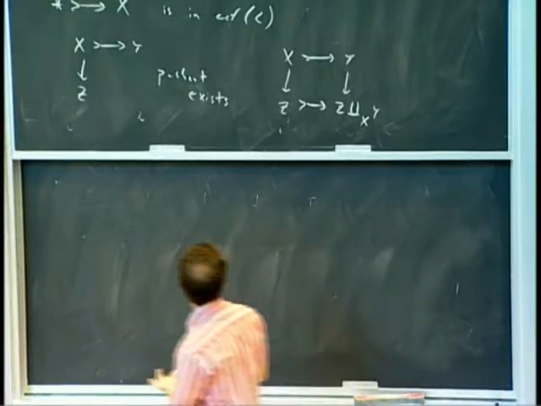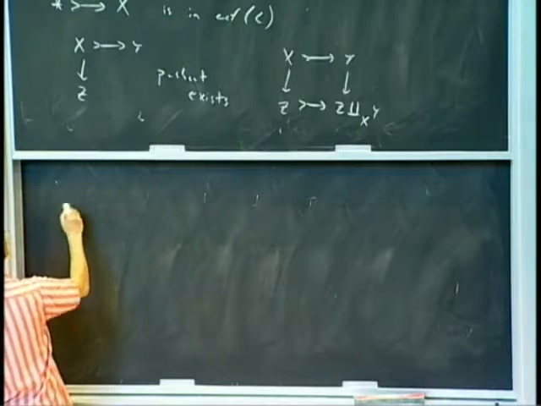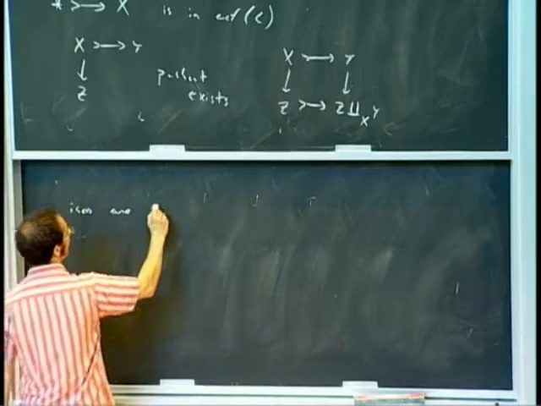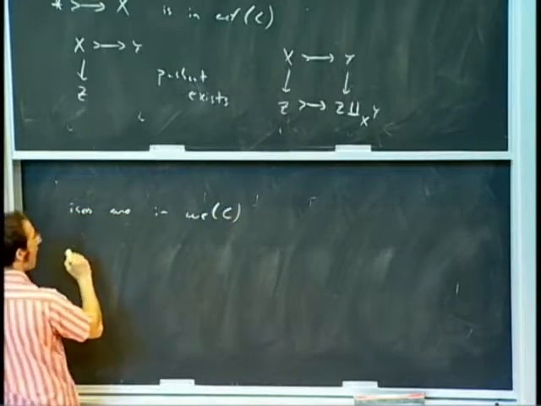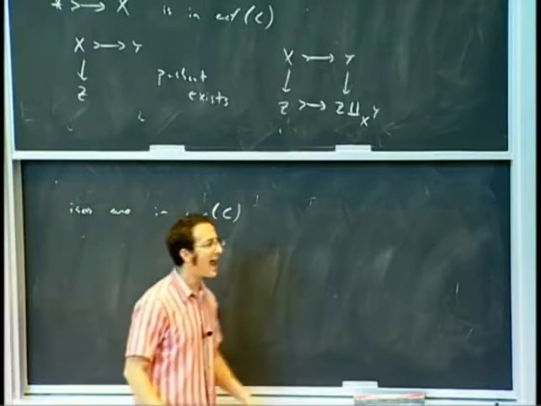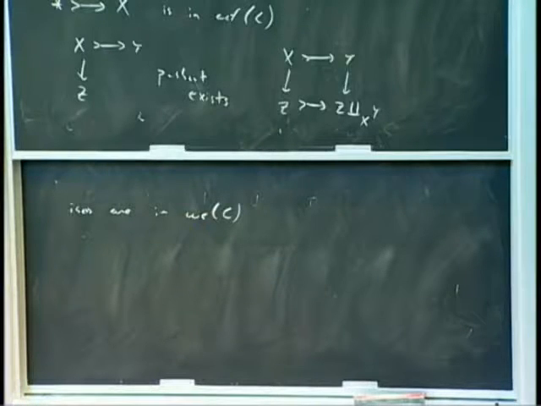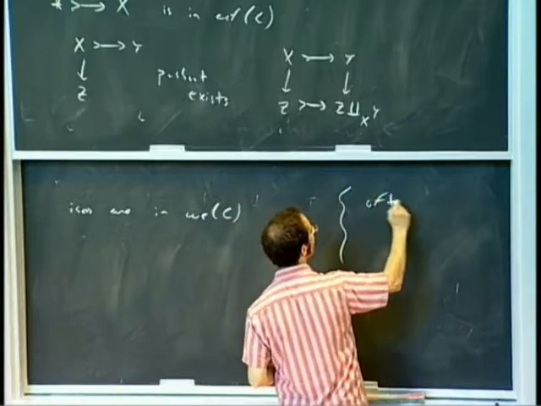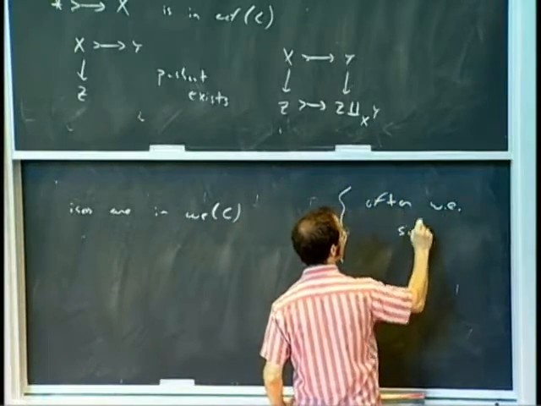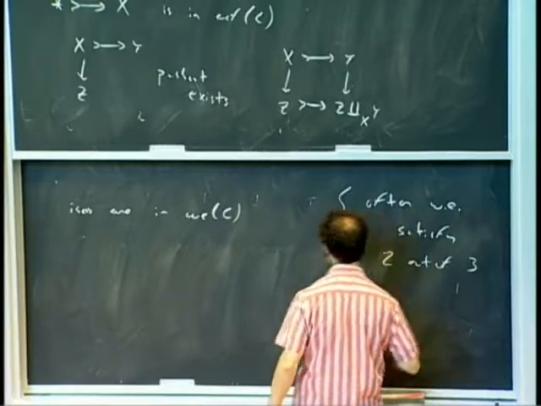So, cool. And now what I want are that the isos are weak equivalences. You don't have to, but I'm going to assume for convenience that the weak equivalences satisfy 2 out of 3. You can do this without that. Let me just say, often, the weak equivalences satisfy 2 out of 3.